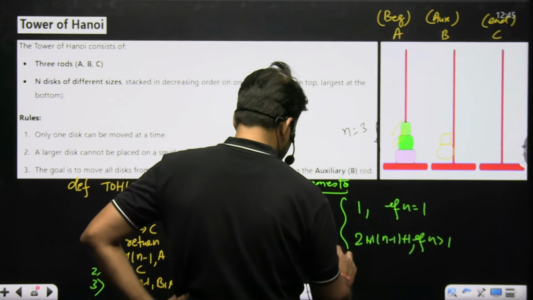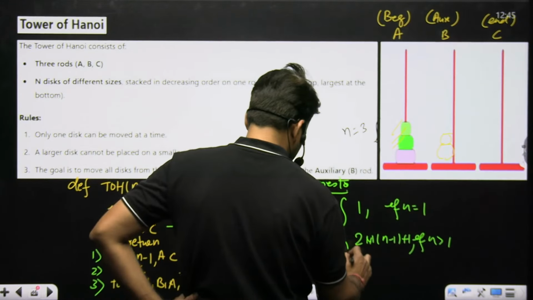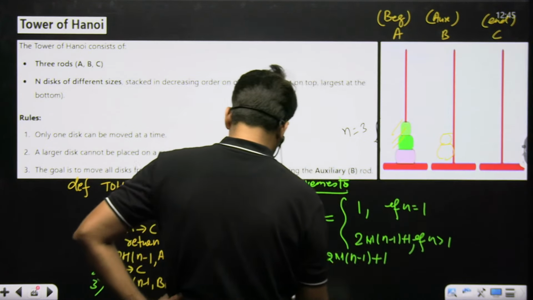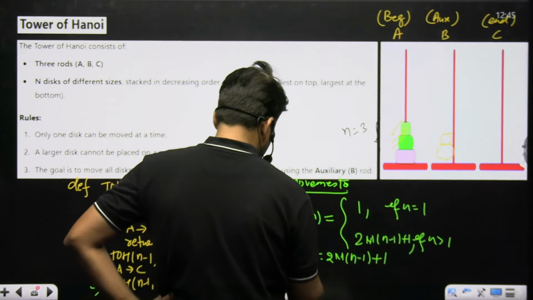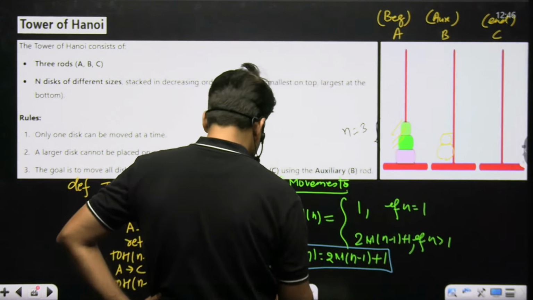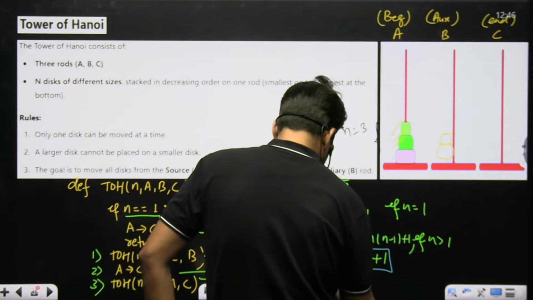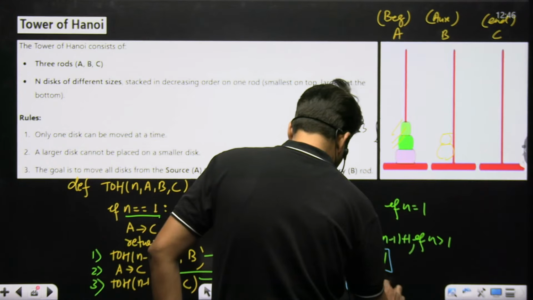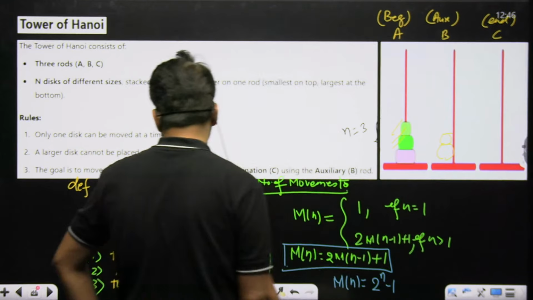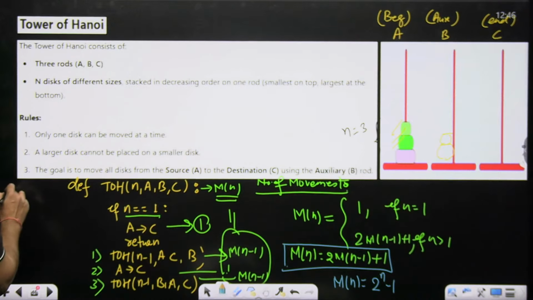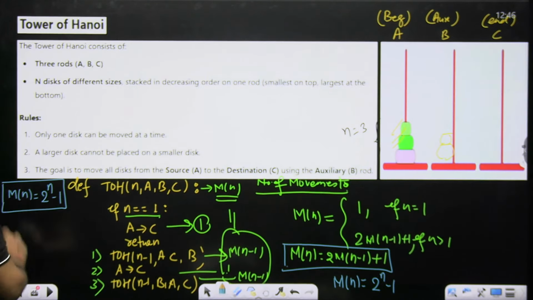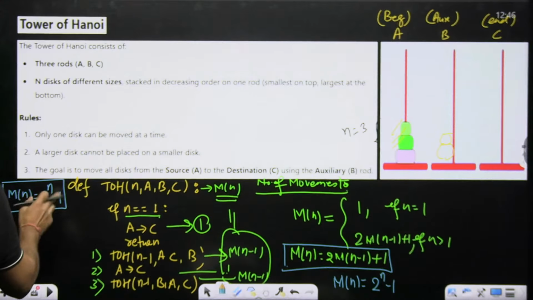Mn equals, if you solve this, the total number of movements equals 2 to the power n minus 1. So the conclusion of the story is that total movement is 2 to the power n minus 1. An NAT question may be: if n equals 10, then the number of movements is 2 to the power 10 minus 1, which is 1023.